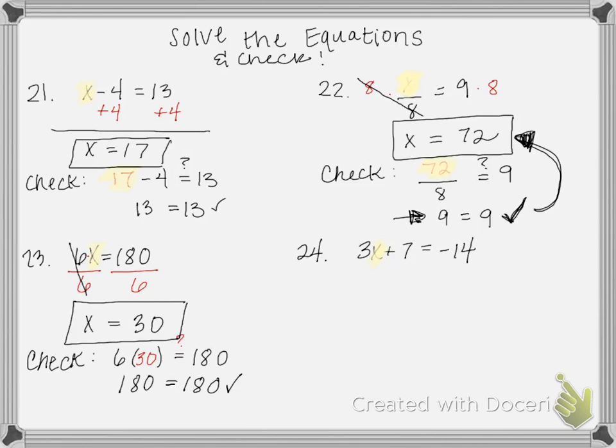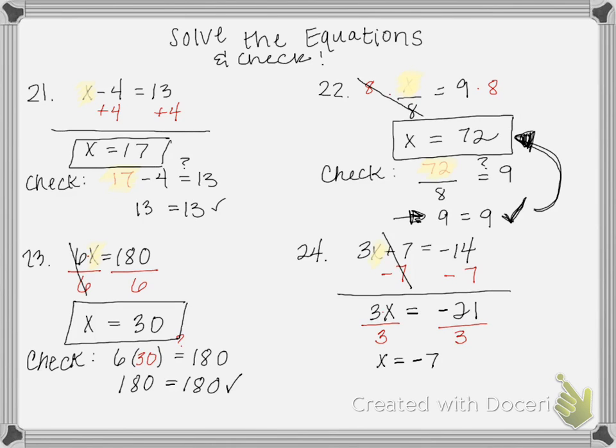The 7 is being added, so to get rid of it, I'll subtract. And if I subtract from one side, I need to subtract from the other side. So the 7's are gone. We're left with 3x equals negative 21. And now is where we can go ahead and get rid of that 3. The 3 and the x are being multiplied, so to undo that, I will divide. If I divide one side, I got to do it to the other. And we're going to end up with x equals negative 7.